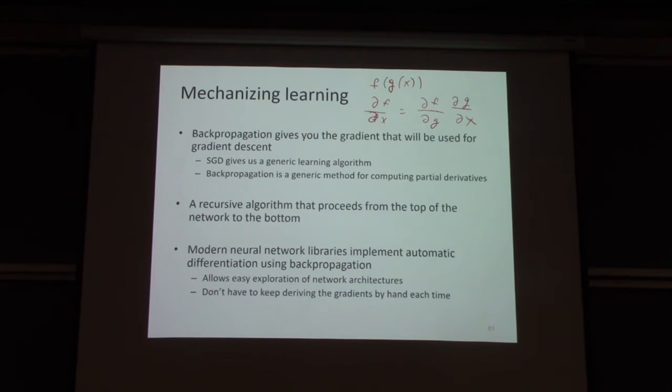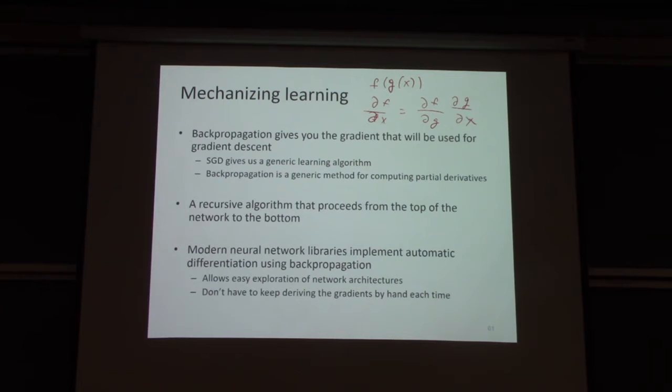You go from top to the bottom of the neural network. And the nice thing is most modern neural network libraries like TensorFlow have industrial strength implementations of backpropagation. This algorithm is a bit of a pain to get right because it requires a lot of bookkeeping, and these people do it for us.